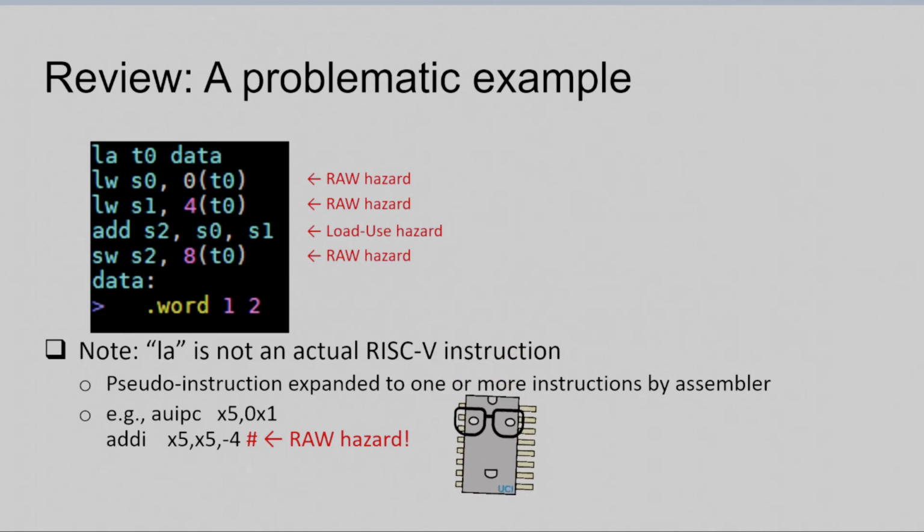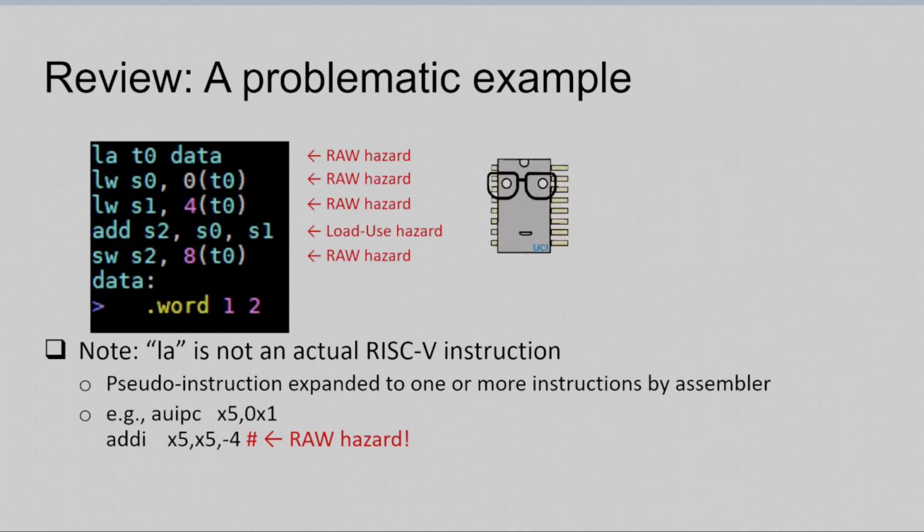It's going to do the AUIPC instruction, add upper immediate to the PC, and then the add immediate instruction. And this also introduces another read after write hazard, because the result of the AUIPC instruction is not going to be available to the add immediate instruction until the very last cycle. So we can see this is a packed, problematic example because we have 1, 2, 3, 4, 5 instructions here, all of which have a hazard.